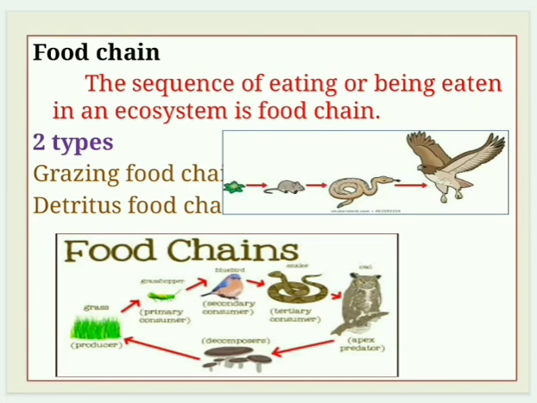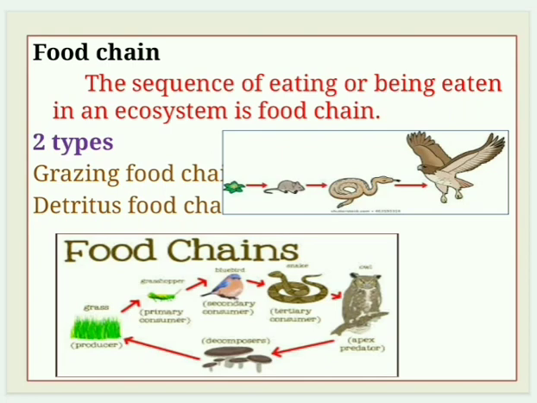One is detritus food chain, another one is grazing food chain. Grazing food chain starts with green plants, which are the producers, and goes to the decomposer through herbivores and carnivores. Grazing food chain is mainly found in grassland ecosystem. Then detritus food chain: detritus means dead matter. It starts with dead organic matter and goes to the decomposer through herbivores and carnivores. Detritus food chain is mainly found in forest ecosystem.